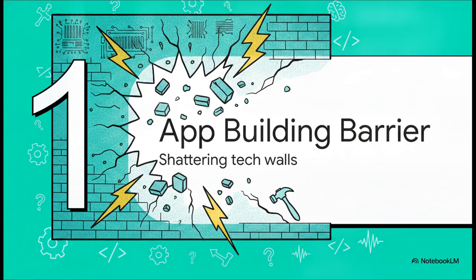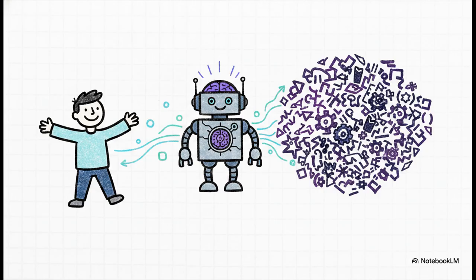Starting us off with Section 1. The app building barrier, shattering the technical walls. You know, professional developers use some incredibly powerful but definitely complex tools to make native Android apps. They use a programming language called Kotlin and a toolkit called Jetpack Compose, which is basically Google's recommended way to build modern user interfaces. In the past, if you didn't know those terms, you were kind of just out of luck. But with this Google AI Studio update, you don't need to know any of them. The AI just handles all that heavy lifting completely in the background for you.